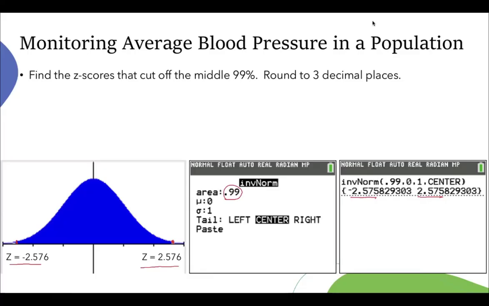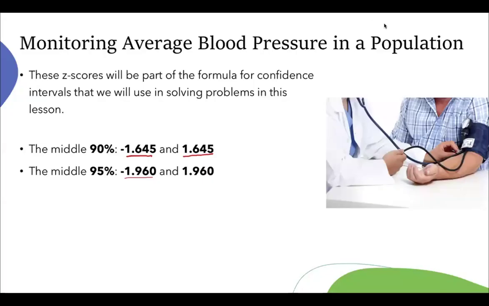You can always have these on hand on a piece of note paper or somewhere on your computer that you can reference. The middle 90% z-score cutoffs are negative 1.645 and positive 1.645. The middle 95% z-score cutoffs are negative 1.960 and positive 1.960. And the middle 99% z-score cutoffs are negative 2.576 and positive 2.576.